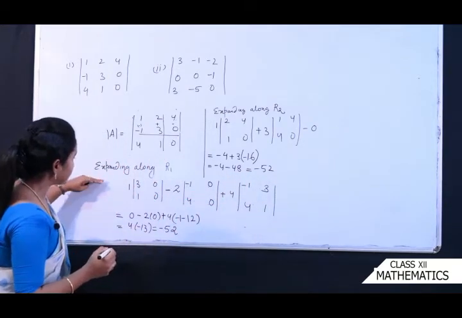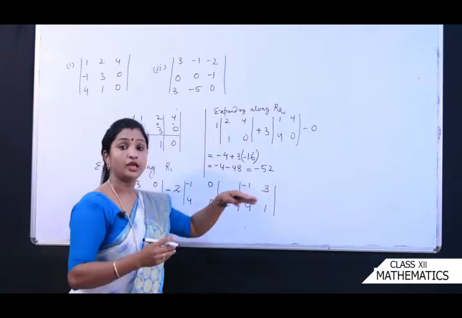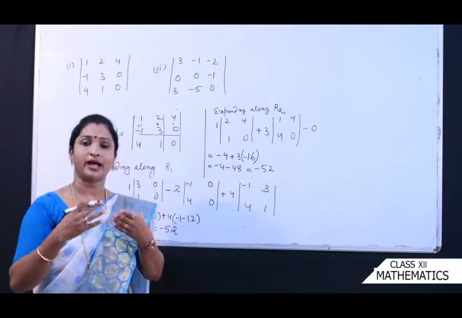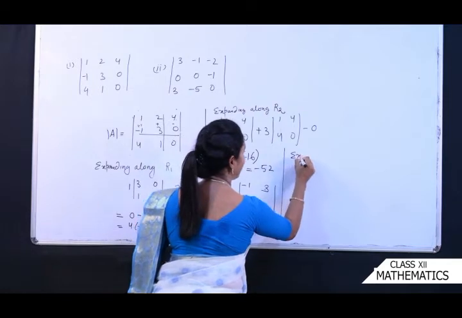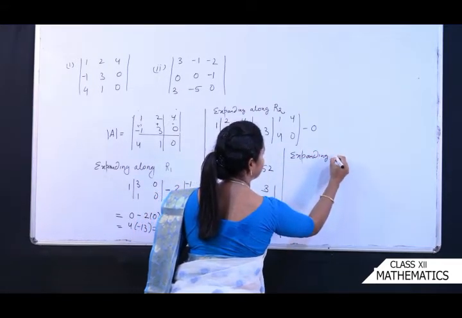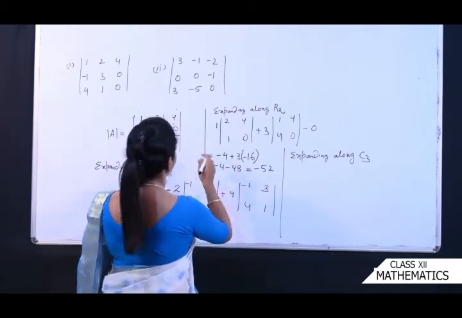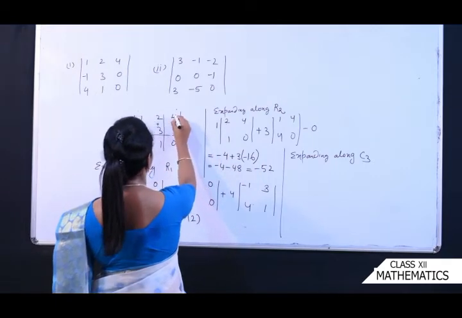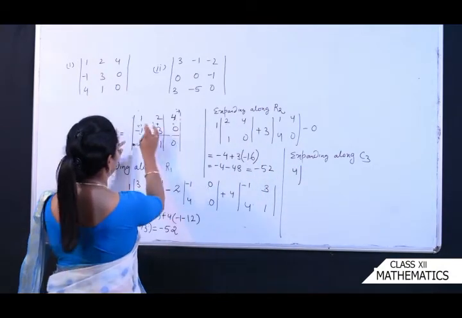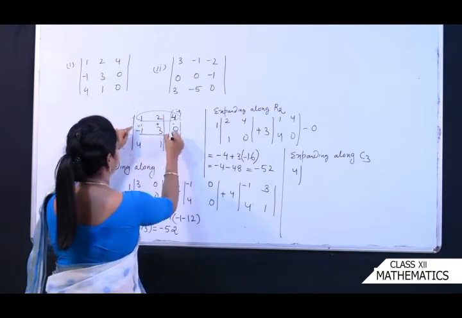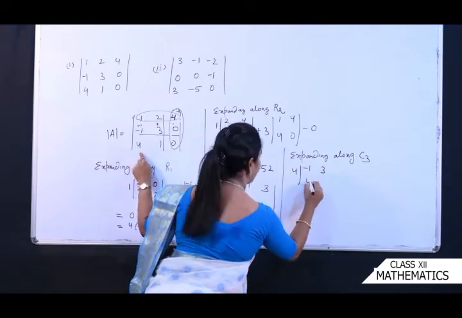Look here, when you expand along R1, you're getting -52, and when you expand along R2, again -52. That means you can expand along any row, either R1, R2 or R3, anywhere. One more thing I'll tell you: let's see what answer you get when you expand along column 3. Look at column 3. Again we see this is plus, this is minus, this is plus. So 4 into, this whole part will go and this whole will be deleted, leaving -1 3 4 1.